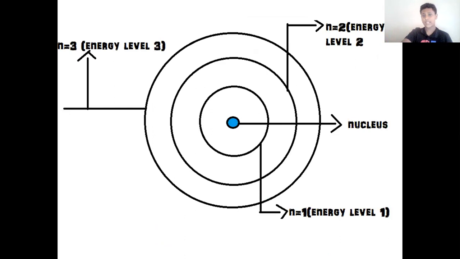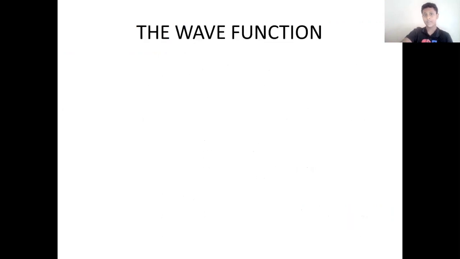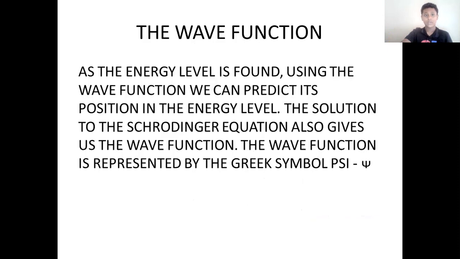Now, this is a simple structure of an atom. We have the nucleus in the center, which contains the protons and the neutrons. The first shell, or energy level 1, and then energy level 2, and then energy level 3. Using the Schrodinger equation, I can determine in which energy level the electron is present. Using the wave function, I can determine on which part of the energy level it is present. So let's look at it soon. Once the energy level is found, using the wave function, we can predict its position in the energy level.